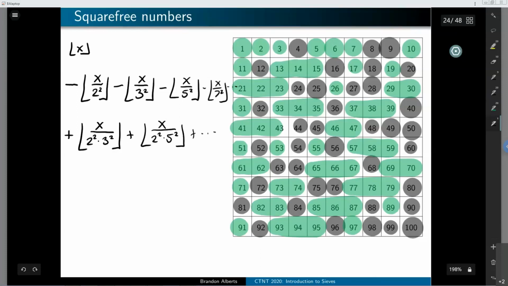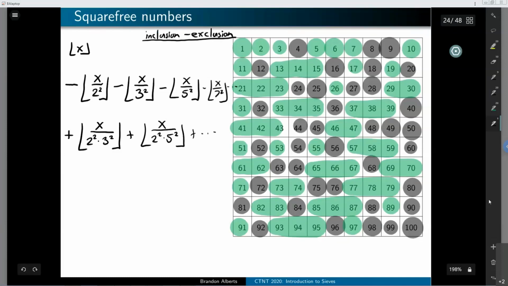And so what we've done is we've now filled out all the green numbers on this page, all the square-free numbers below 100. But we've done more than that. We've actually kept track, making sure we didn't overcount, so that we have a formula that tells us how many square-free numbers there are when x is equal to 100, or if we pick a different number for x. This process is called inclusion-exclusion.